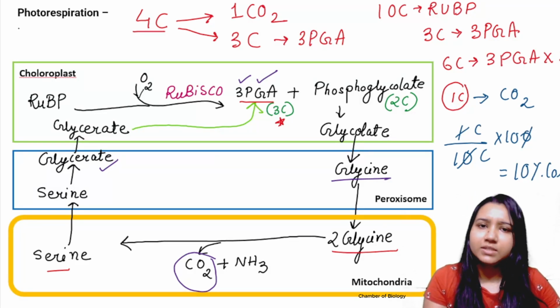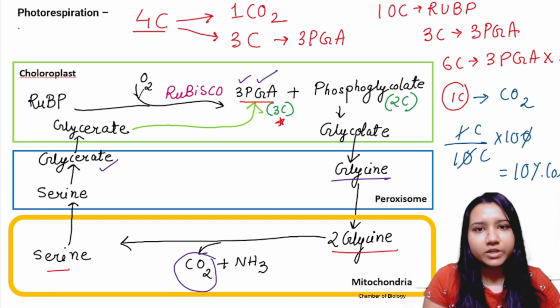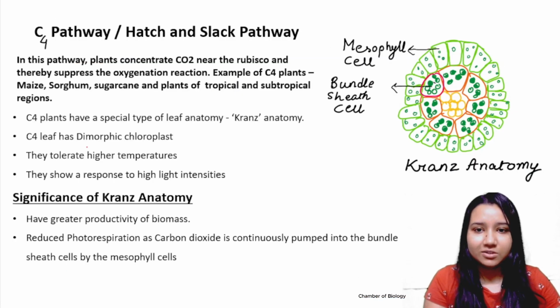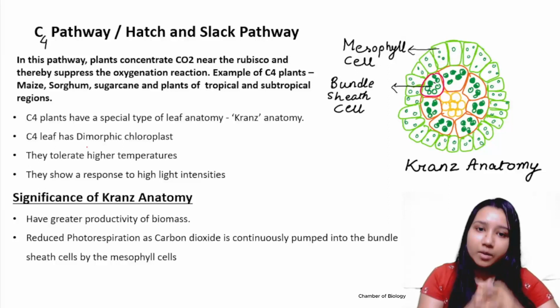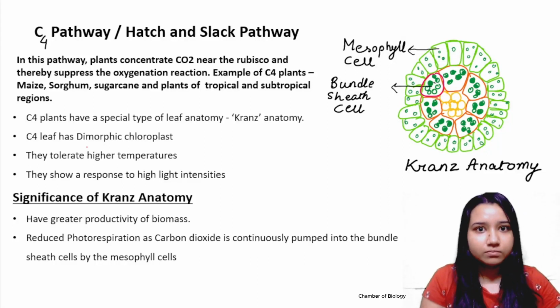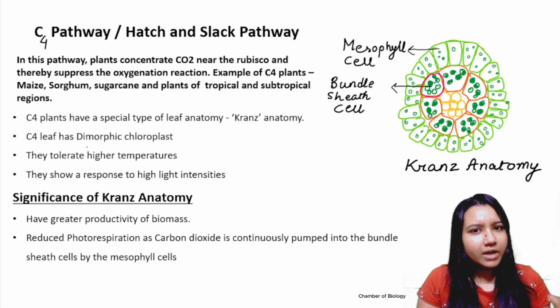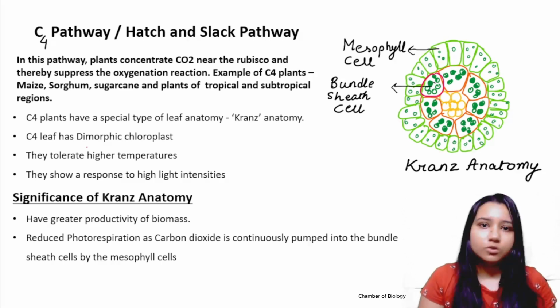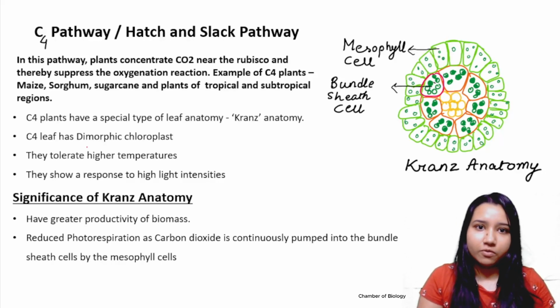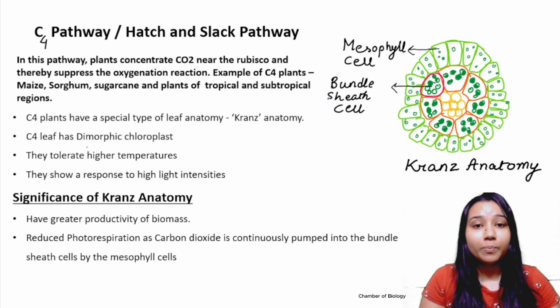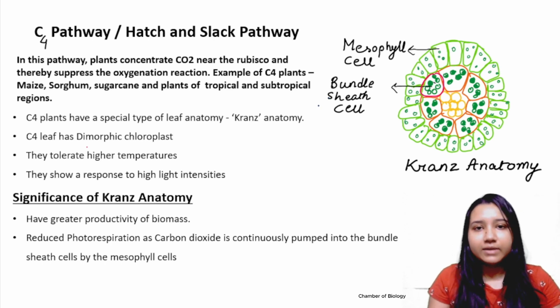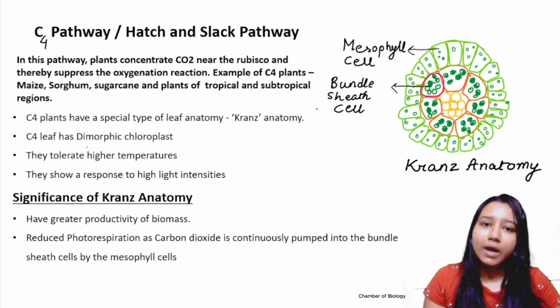But some plants, let's say, don't want this photorespiration to occur. These are the C4 plants. They do not want this to happen. So in these plants, they are going to concentrate the carbon dioxide near the Rubisco. If the carbon dioxide is concentrated near Rubisco, they are going to suppress the oxidation process, of course. Such C4 plants include maize, sorghum, sugarcane, and some plants of tropical and subtropical regions. But you must be wondering why this is happening?